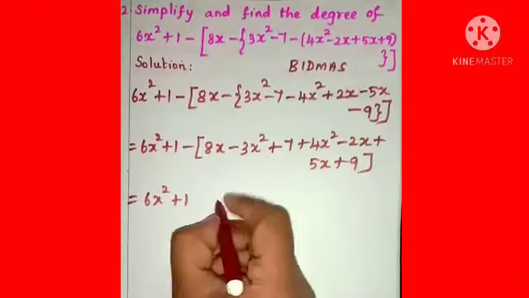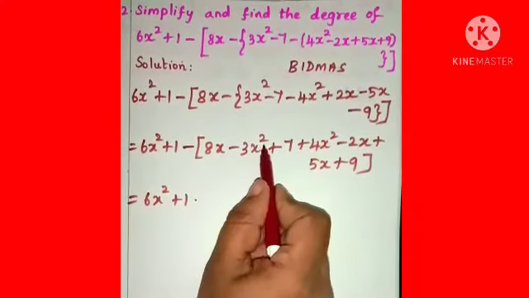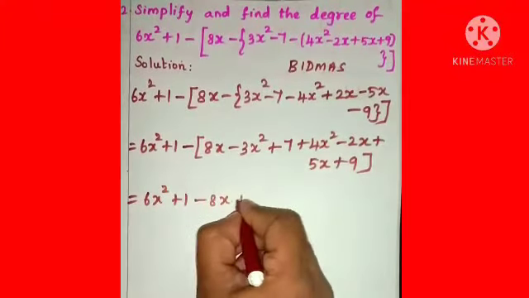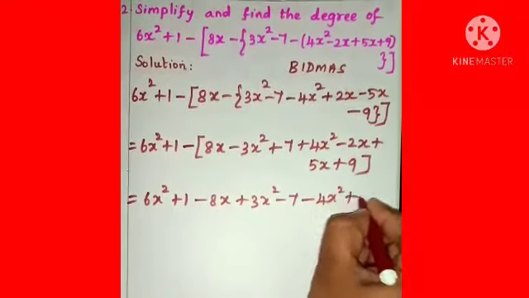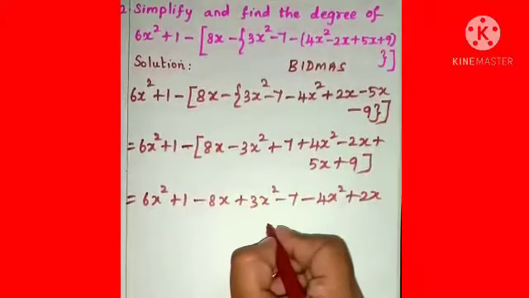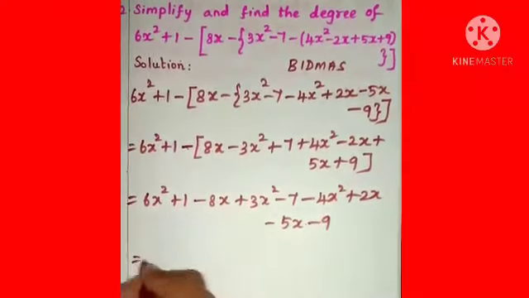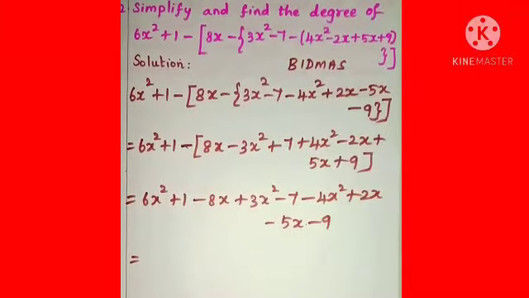6x square plus 1 minus, now multiplying minus with the terms within the bracket. So minus 8x plus 3x square minus 7 minus 4x squared plus, minus into minus is plus 2x, minus into plus 5x is minus 5x, minus into plus 9 is minus 9. Now students, listen carefully. Here rearrange the terms, that is grouping the like terms alone in an expression we get.